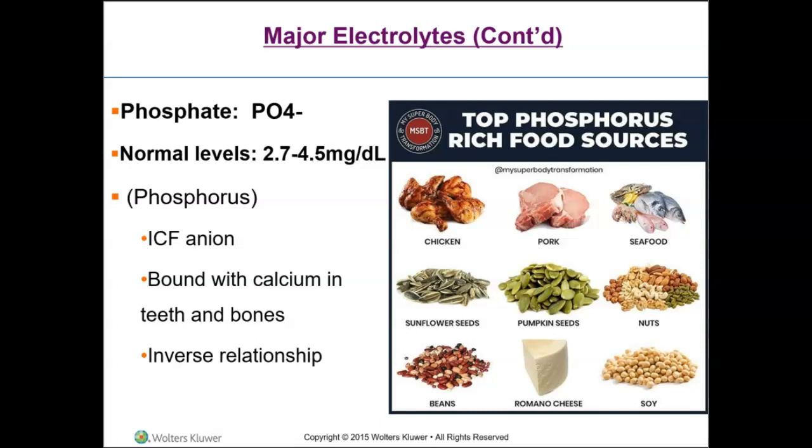They have an inverse relationship. As the blood level of one of them goes up, the other one goes down. That's important to know, right? Calcium and phosphate have an inverse relationship. As the blood level of one goes up, the other goes down. Again, normal levels for phosphorus should be 2.7 to 4.5.